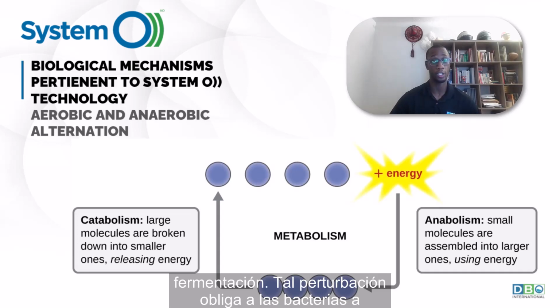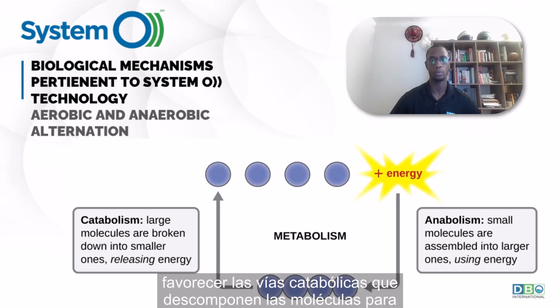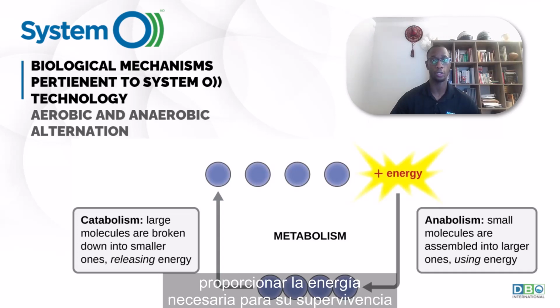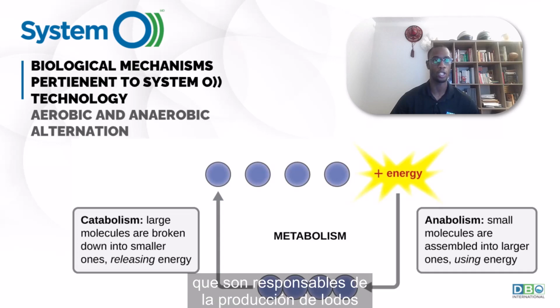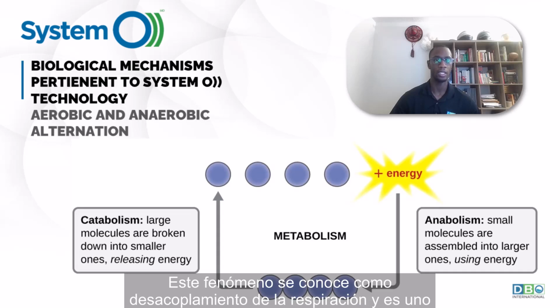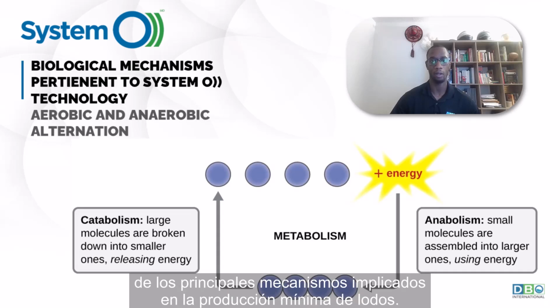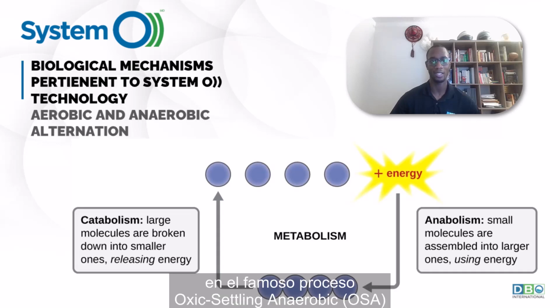A disruption such as this forces the bacteria to prioritize catabolic pathways, breaking down molecules to ensure the supply of energy needed for survival, as opposed to anabolic pathways associated with biosynthesis, which are responsible for the production of sludge. This phenomenon is known as respiration uncoupling and is one of the main mechanisms involved in the minimal production of sludge in the famous oxyacetylene anaerobic process.